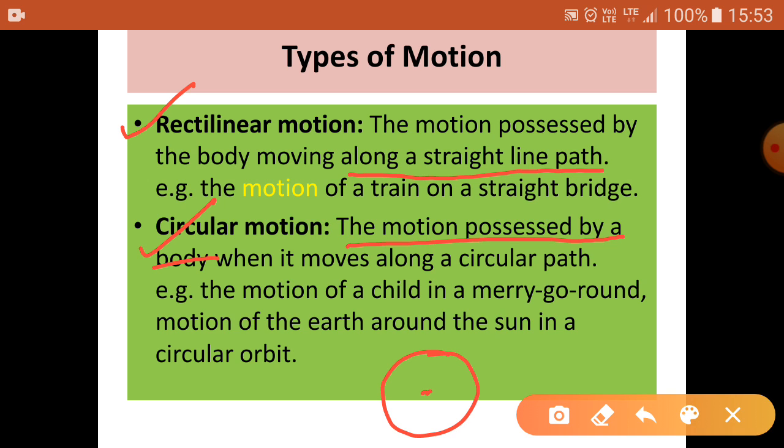So this is the circular path. Along this circular path, when the body moves, that is called the circular motion. And when the body moves in the linear fashion or along a straight line, that is called rectilinear motion. Examples of circular motion are the motion of the child in a merry-go-round, the motion of the earth around the sun.